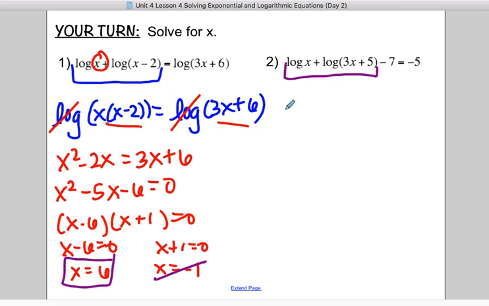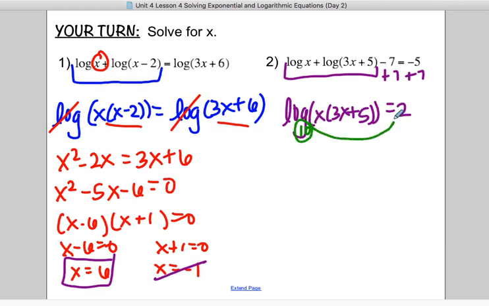So these are being added, so we can rewrite it with multiplying. So it's going to be log of x times 3x plus 5 equals, and then I'm going to add this to the other side. So 2. Now, in order to get rid of the log, because there's only 1, we have to put it into exponential form, so our little swing move. So it's really 10 to the second is equal to the inside.